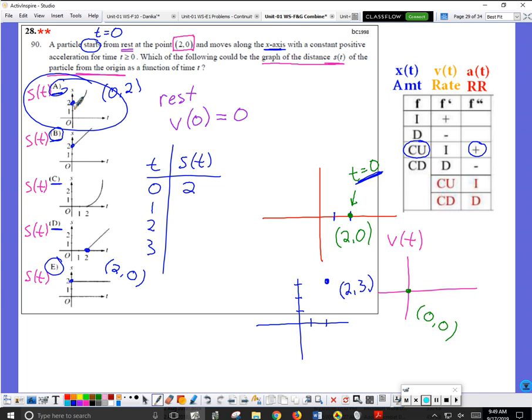Luke? I was just thinking, if it were constant acceleration, then would it be a straight line, since it's accelerating at a constant rate? So it's more linear because the acceleration isn't changing. So, point for Luke.